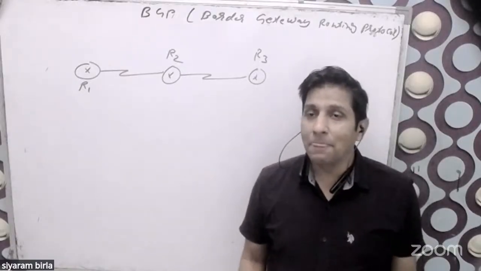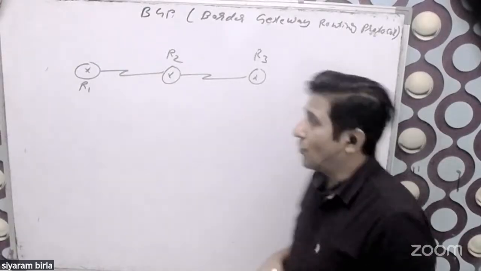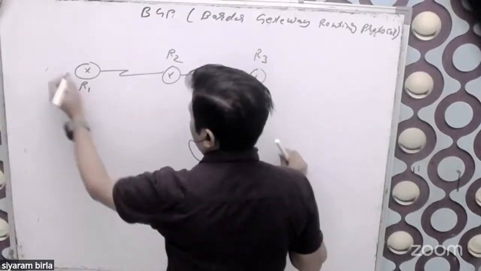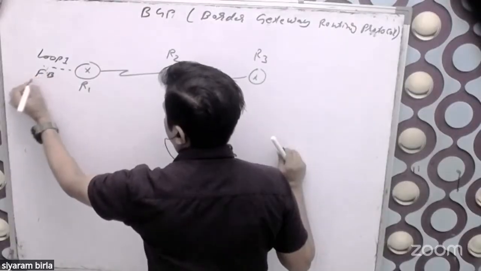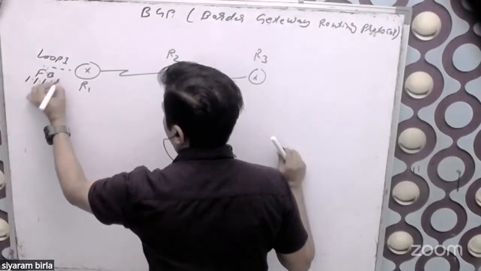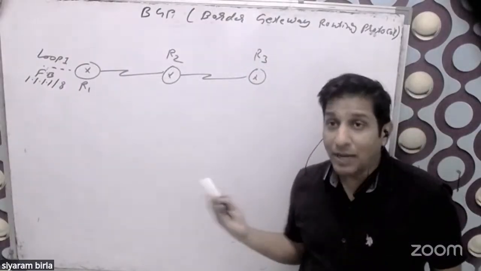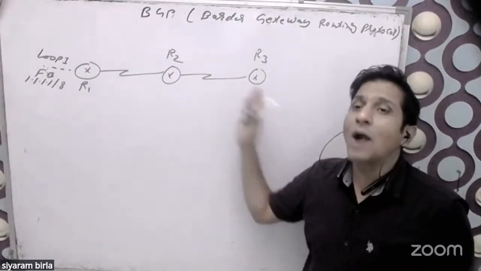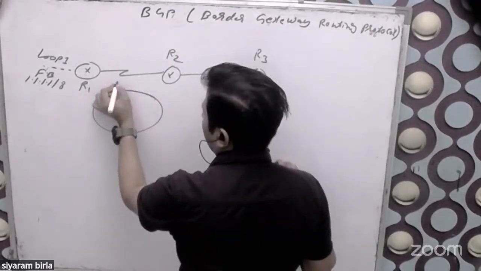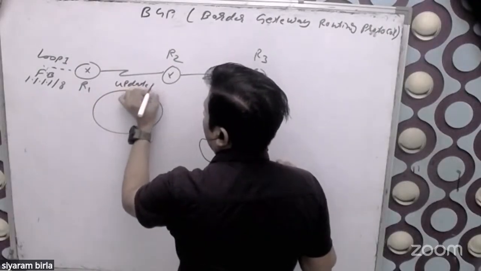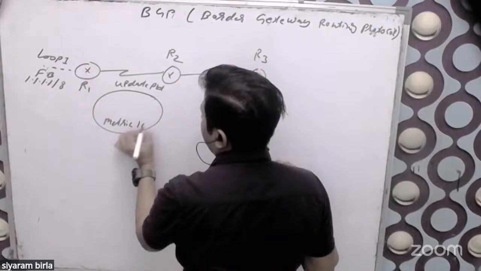So what do you mean by routing protocol? How does a routing protocol work? Suppose this is loopback one, and suppose this is my Facebook, and its IP address is 1.1.1.1/8. First it will advertise the update packet from the R1 router to the R2 router. In the update packet, the metric is mentioned, suppose 10.